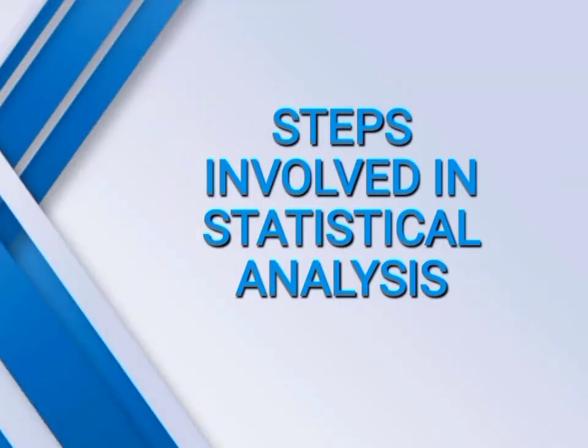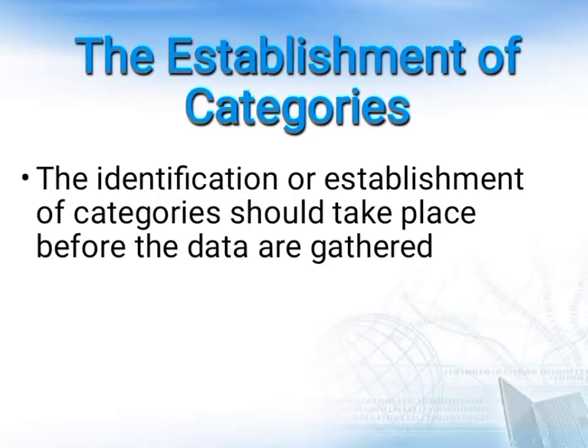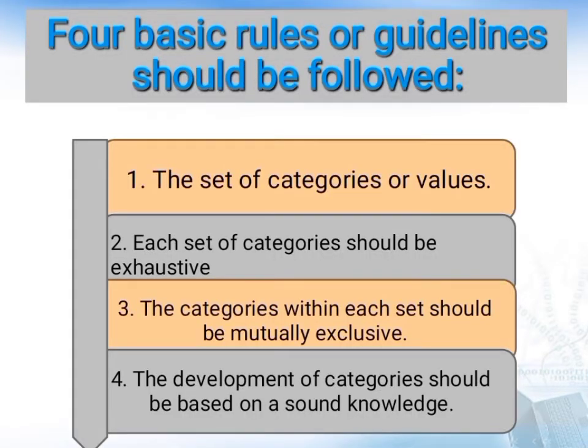Steps involved in statistical analysis. The establishment of categories. The identification or establishment of categories should take place before the data are gathered. Four basic rules or guidelines should be followed. 1. The set of categories or values. 2. Each set of categories should be exhaustive. 3. The categories within each set should be mutually exclusive. 4. The development of categories should be based on a sound knowledge.